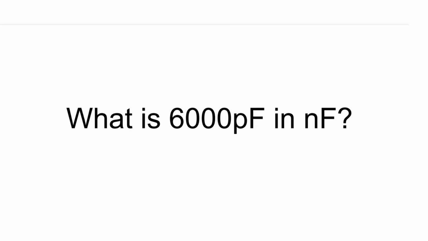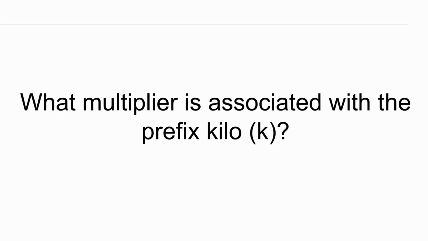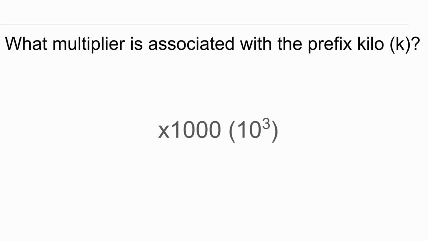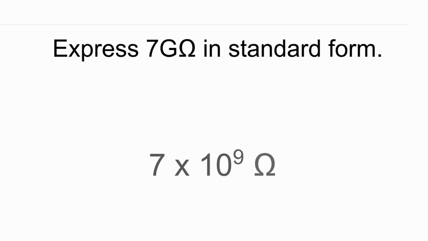What is 6000 picofarads in nanofarads? We know that pico is multiplied by 10 raised to power negative 12, and nano is 10 raised to power negative 9. What multiplier is associated with the prefix kilo? It's 10 raised to power positive 3. And yes, you need to know the prefix values. The power of 10 you need to know. Express 7 giga ohms in standard form. It's very simple. 7 multiplied by 10 raised to power 9 ohms. It is called standard form.